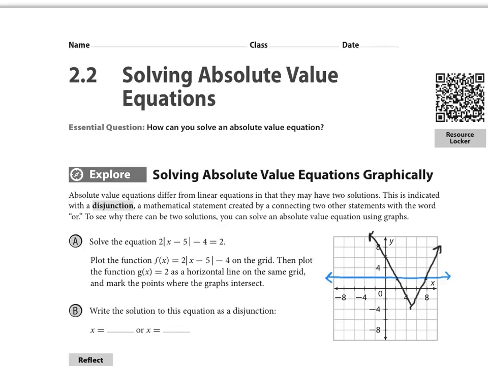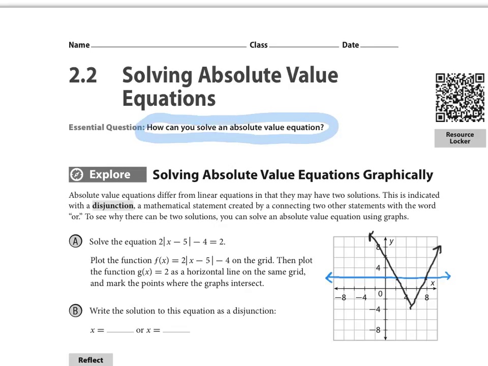We're going to begin on page 77 of your work text with lesson 2.2, solving absolute value equations. In the lesson before this one, you were graphing absolute value equations and writing absolute value functions. Today we're going to look at how we solve these. So here's our essential question.